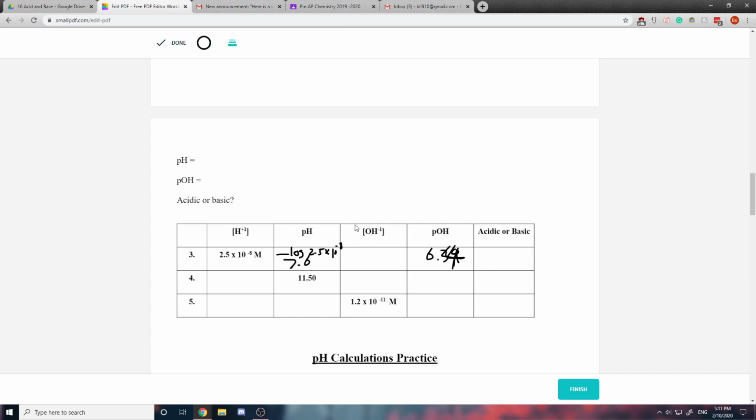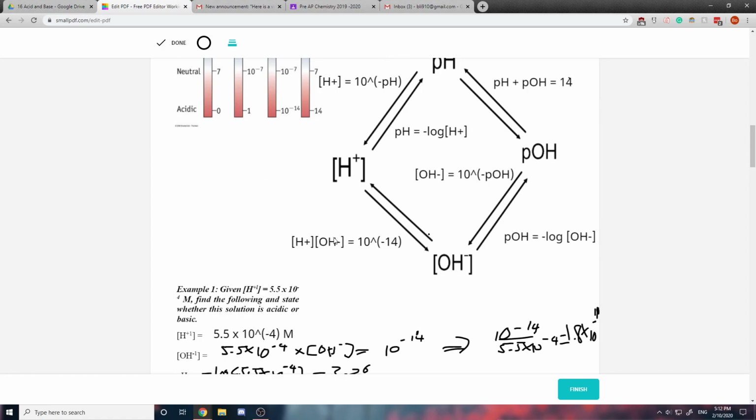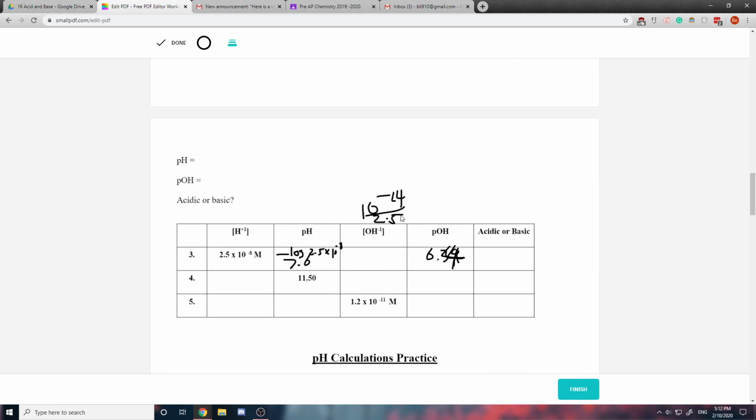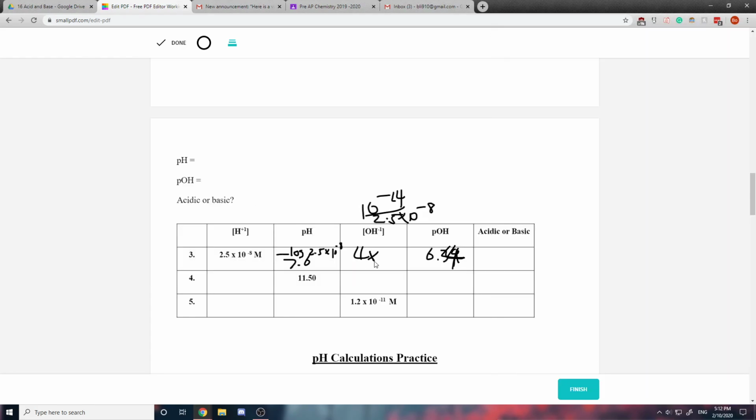Okay, so we had 10 to the negative 14 divided by our 2.5. And this is all from this equation up here, where the two multiplied together would equal that. So to solve for one, just divide 10 to the negative 14 by what's given to get the other. So 2.5 times 10 to the negative 8. That got us 4 times 10.